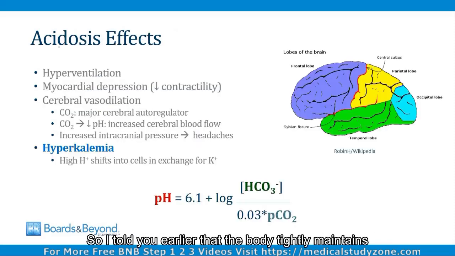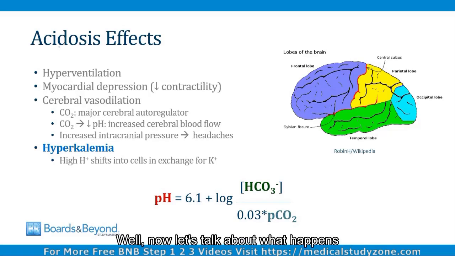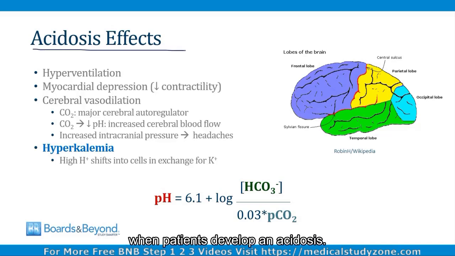So I told you earlier that the body tightly maintains the pH of plasma because within that range all the enzymes and cells of the body can function normally. Well, now let's talk about what happens if the body gets outside of that pH range, and we'll start by talking about some of the clinical effects that occur when patients develop an acidosis.